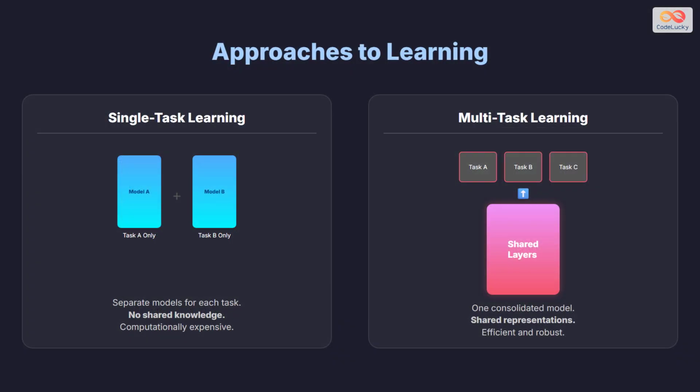Let's compare the two approaches. On the left, we have single-task learning. Here, you would train Model A strictly for Task A and Model B strictly for Task B. They don't talk to each other. On the right is multitask learning. We have a shared trunk, the core of the model, that processes the input, and then it splits off into different heads for different tasks. This is much more efficient.